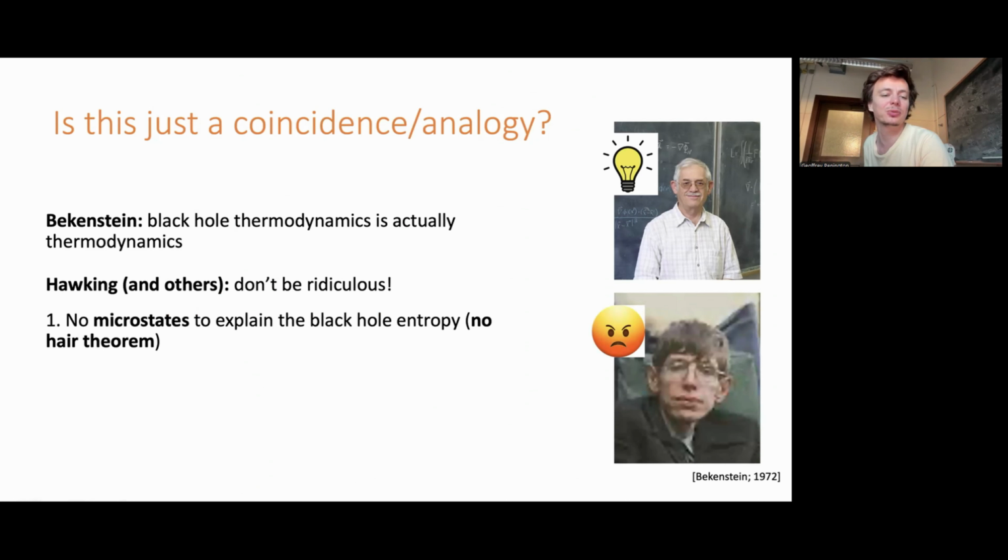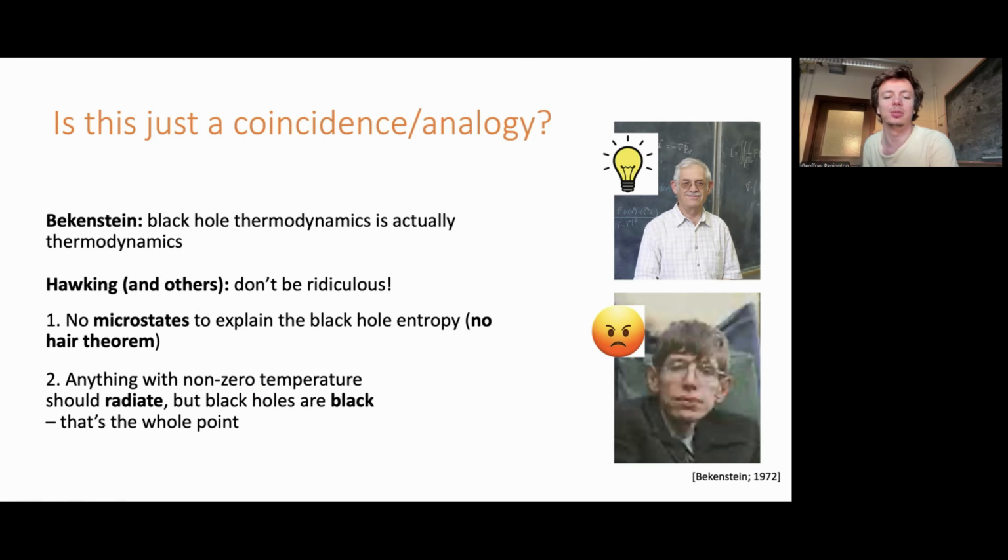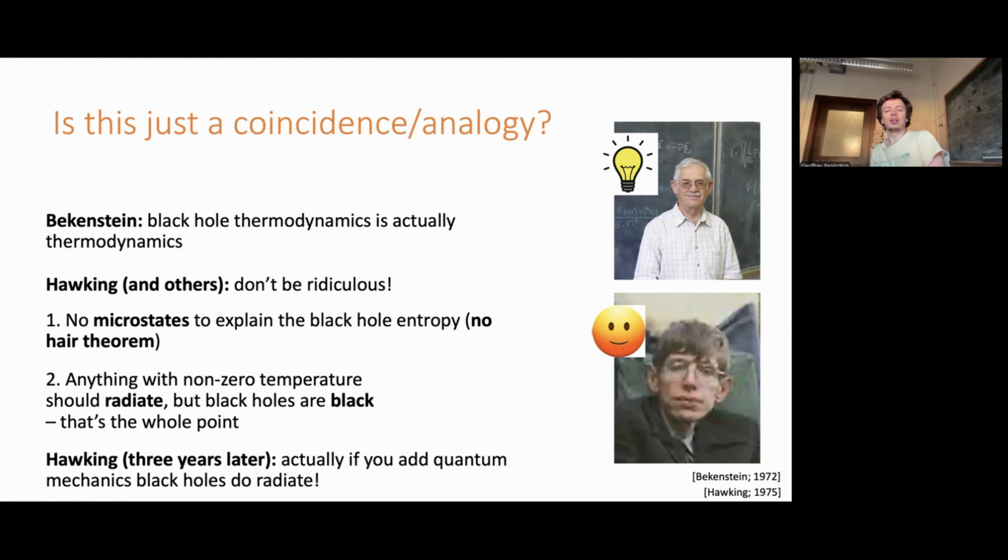And the second is that if you have an object with non-zero temperature that can absorb light and can absorb stuff coming in from outside, then it also needs to radiate. It needs to radiate at that temperature. So black holes should glow if they have a non-zero temperature. But of course, famously, black holes are black and so do not glow. Unfortunately, or fortunately for Stephen Hawking, 3 years later, he made his greatest contribution to physics and showed that actually, if you add quantum mechanics, then black holes do radiate after all; they're not black.